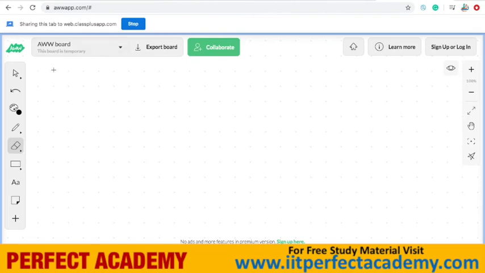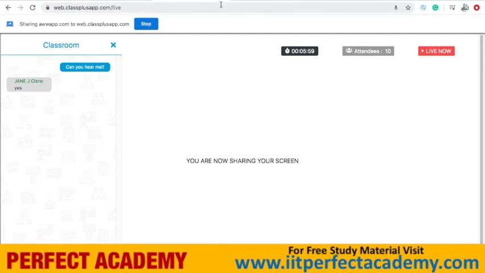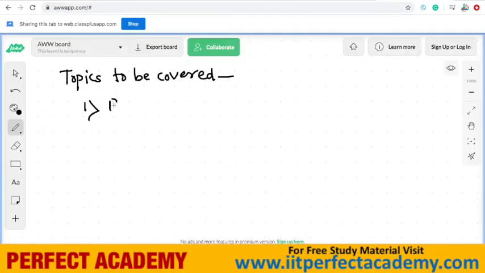Prior to that, what are the topics we are going to cover in this unit? You can note it down. Topics to be covered are: first, basic definitions. We will cover basic definitions very quickly. We will not be writing or investing much time on these definitions, considering that you know all these definitions.